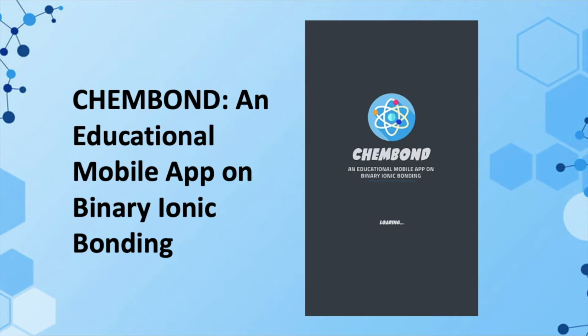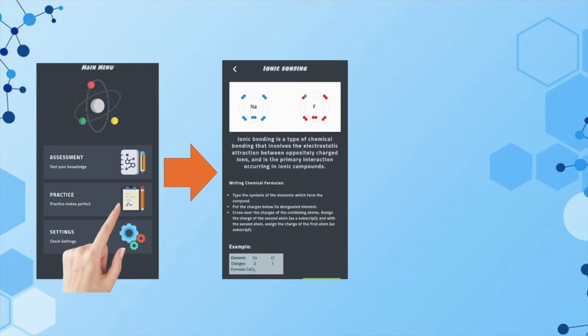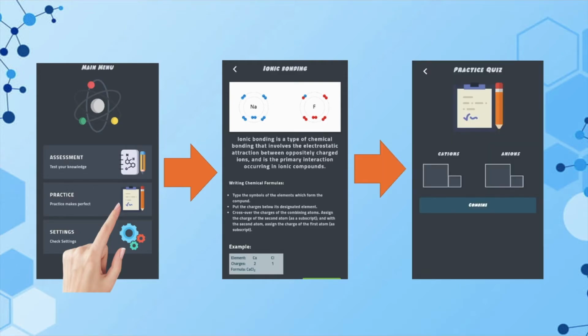In using the CHEMBOND application, the student is prompted to choose whether they will do practice or assessment. Once a student chooses practice, important concepts and rules in ionic bonding are shown for students to learn. After learning these concepts and rules, the students will be directed to a page where they can manipulate the application by choosing which elements to pair and determining correctly the subscripts.